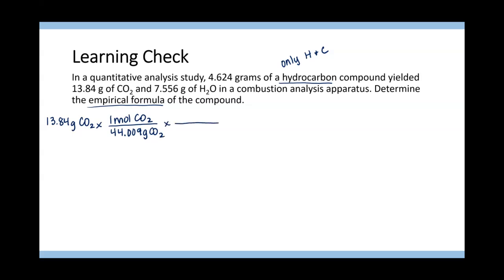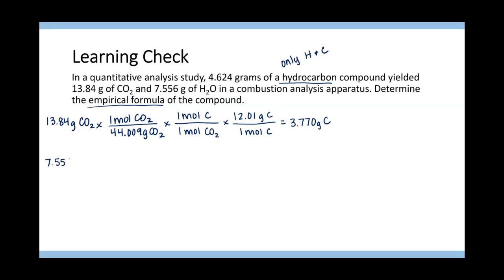And then because the formula for CO2 is CO2, there's only one carbon in every CO2 molecule. We have 1 mole of carbon for every 1 mole of CO2. And then we can convert to mass of carbon using the molar mass on the periodic table. And then this is 3.770 grams of carbon. And then we can do the same thing for water to find grams of hydrogen.